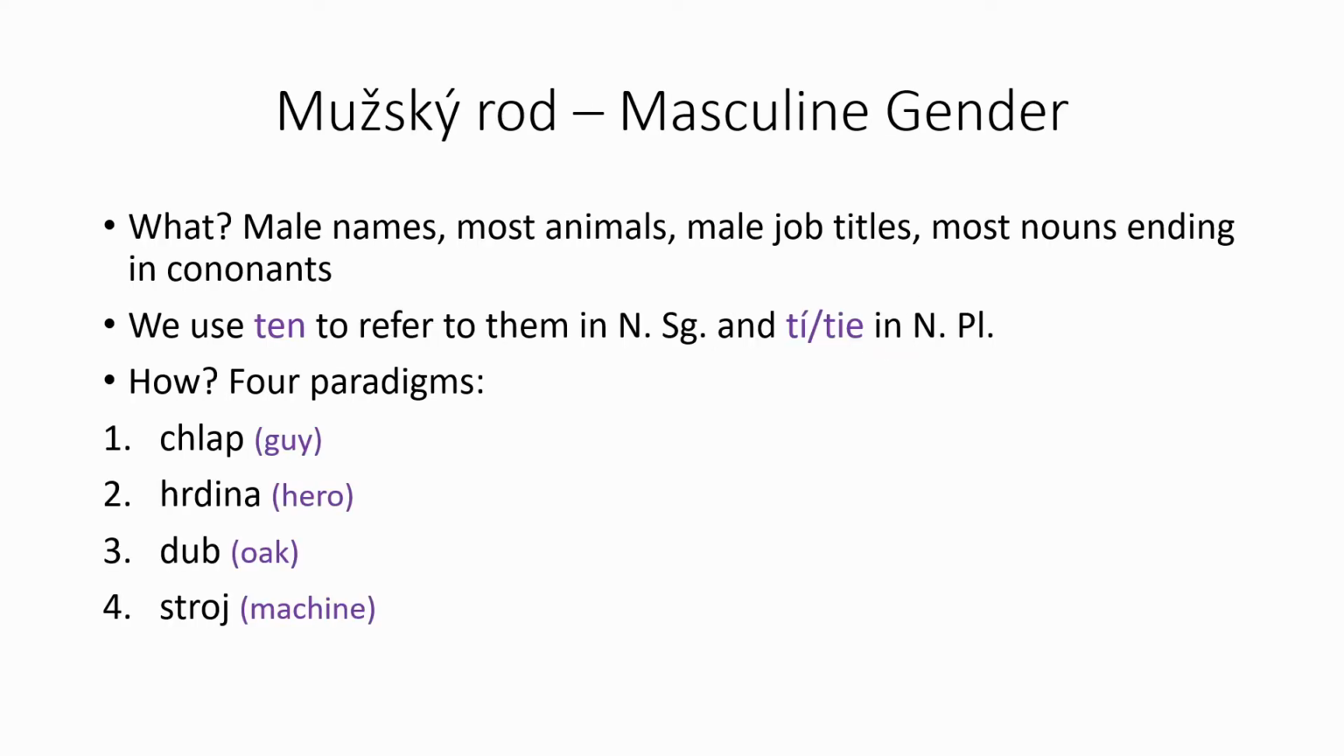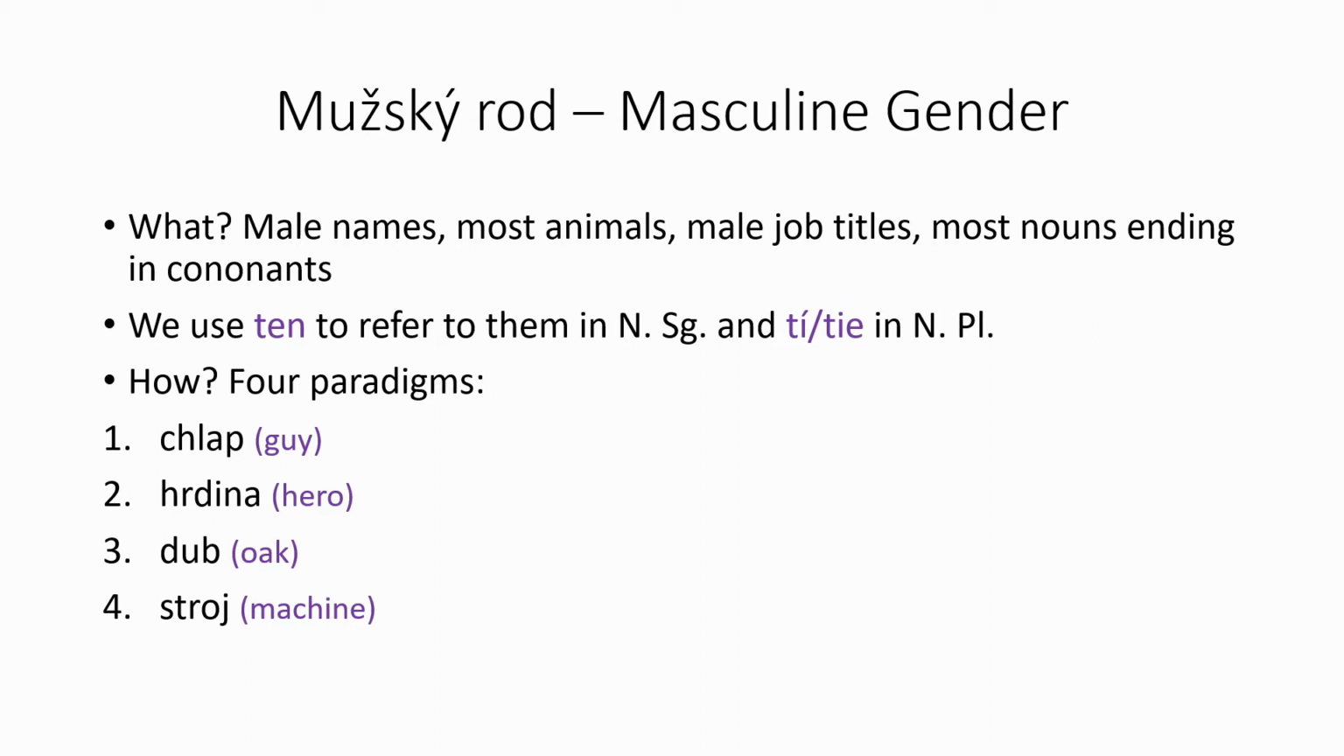So let's start with the first gender, the masculine gender, mužský rod. So mužský rod is used for male names, most animals, male job titles, and most nouns ending in consonant. Once again, these rules are not hard and fast. There are a ton of exceptions. These are just general tips to help you guess a little bit better. So we use ten to refer to them in the nominative singular and ti or tie to refer to them in the nominative plural. We use ti for the first two conjugation paradigms and tie for the remaining two.